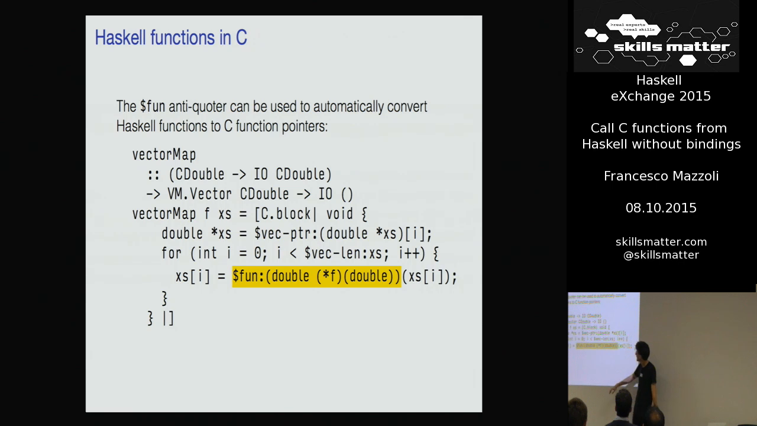And in this case, this means I want a pointer to a function from double to double, and I want it to be taken from the Haskell identifier f. And there would be some magic going on, allocating a function pointer and giving it to the C code so that you can use it easily. And then you invoke it directly on the element, and then you assign the element to the new value.